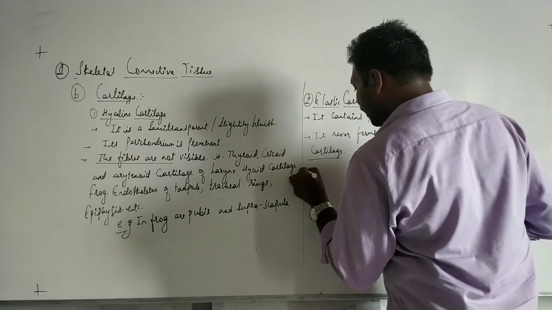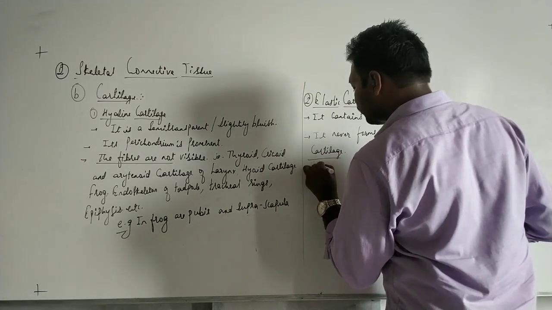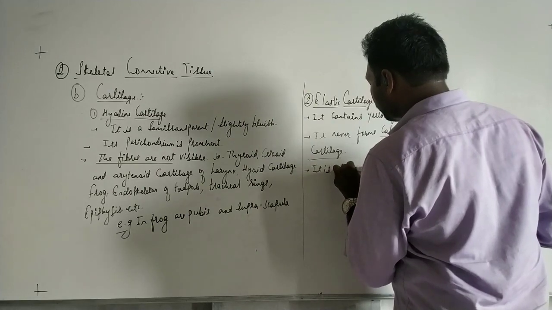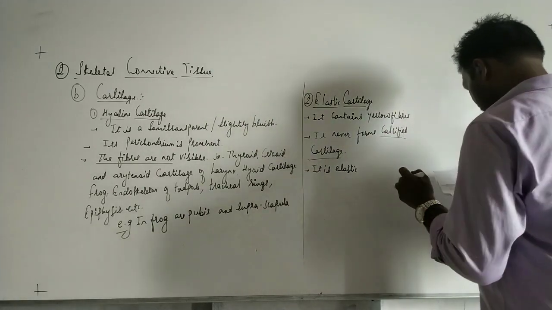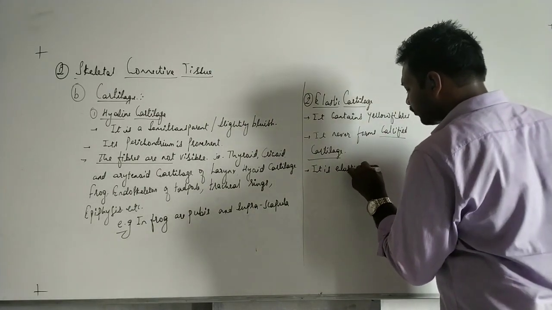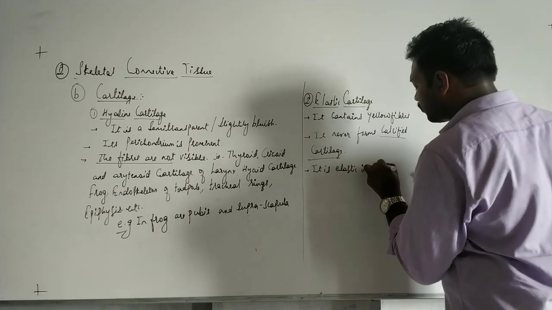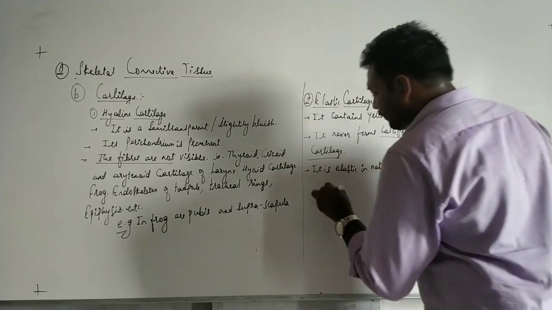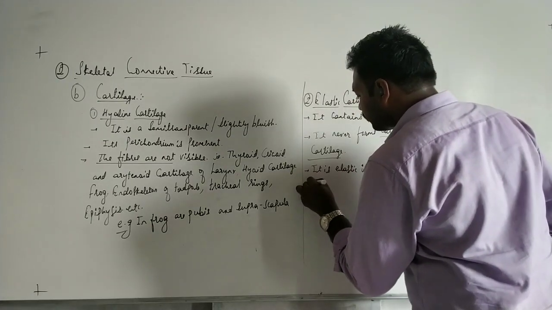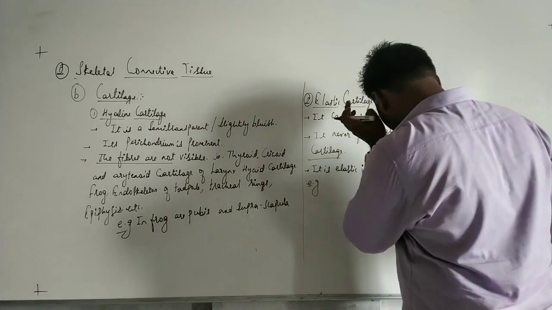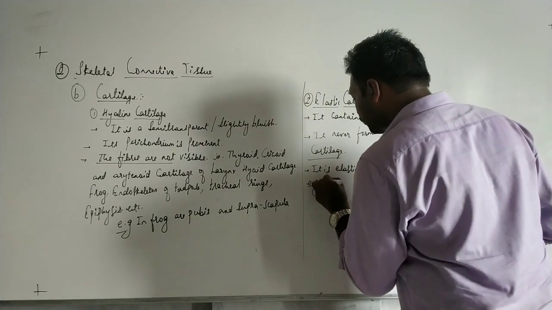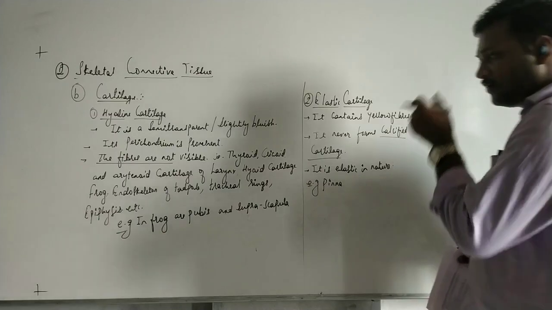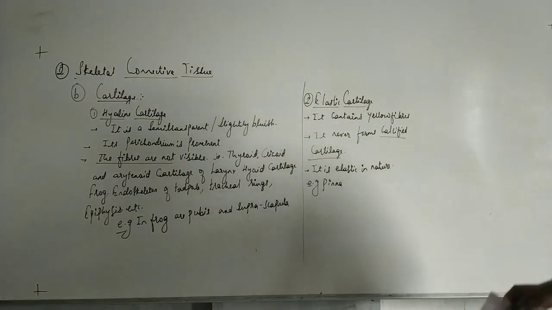Then it is elastic in nature. Examples: the pinna. What is pinna? That is the ear. Within the ear, we have the cartilages which are elastic in nature.